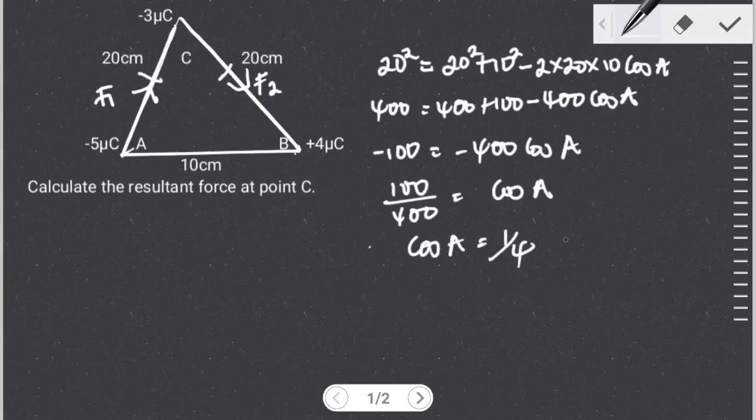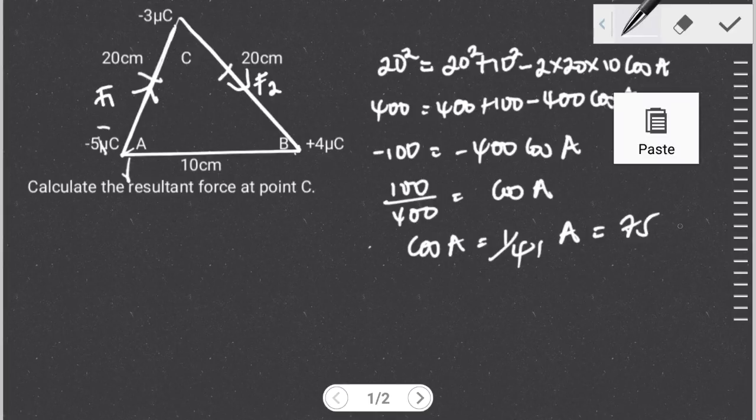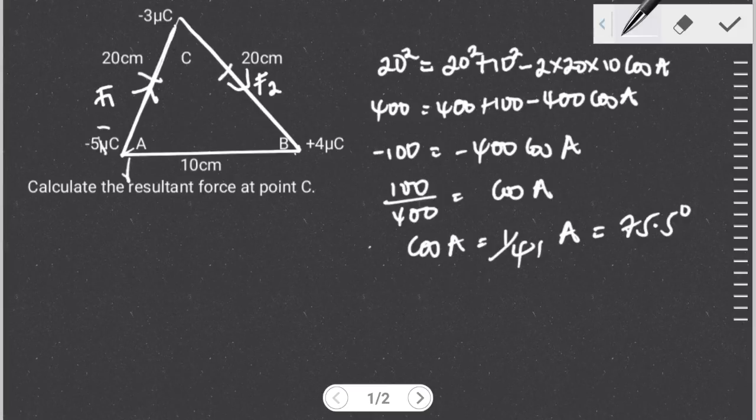So having got that, A would be the inverse cosine, which gives 75.5 degrees. This is the size of A, and at the same time it's the size of B, because with 20 on both sides, both sides are equal, therefore they possess equal angles.